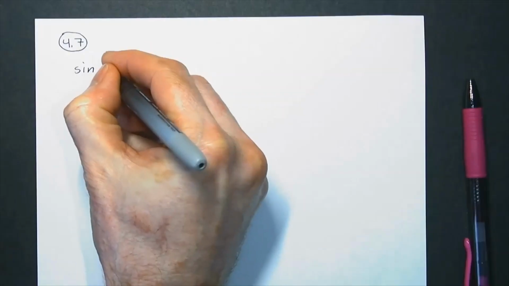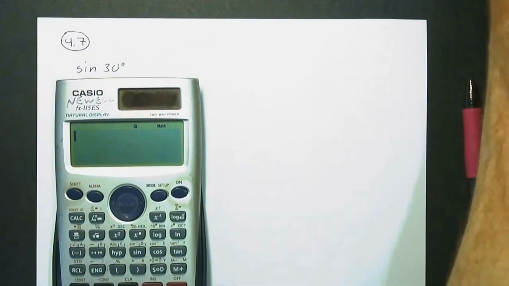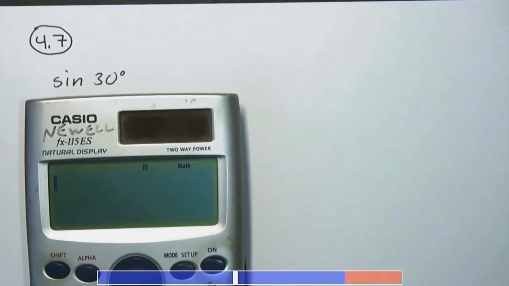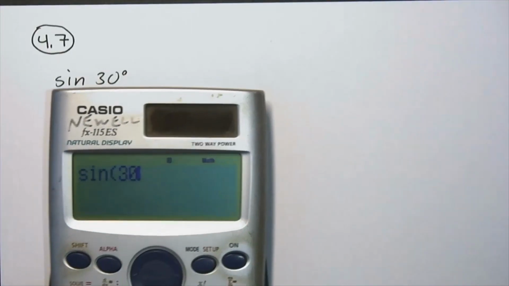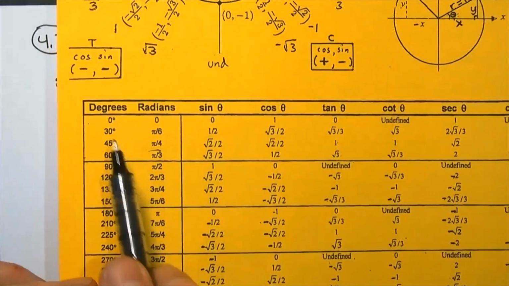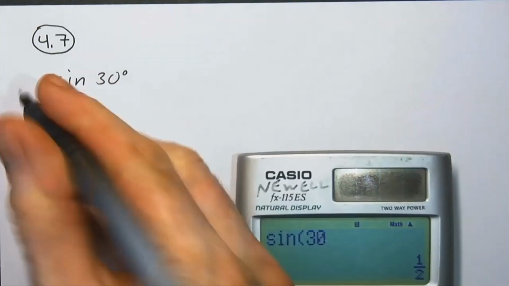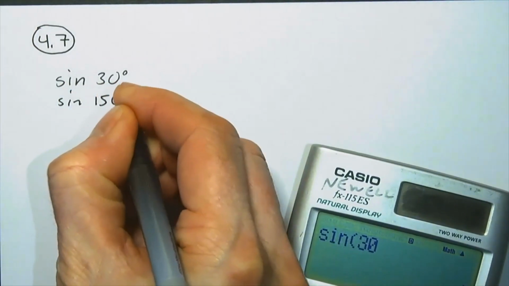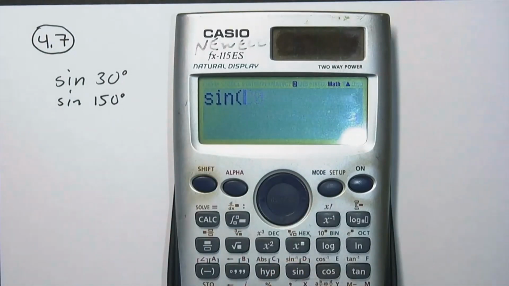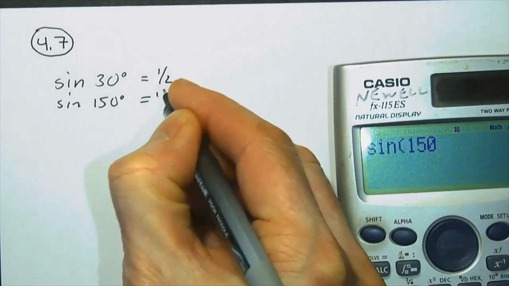Okay, if I asked you what's the sine of 30, you would just use your calculator. I'll zoom in a little bit, and we'll go sine of 30. There we go, and it says 1/2. Of course, how about I just use my trig sheet also? We could go 30 degrees, 1/2. Okay, and how about I put in sine of 150? So I'll go sine of 150, and it's also a half. So this was 1/2, and this is 1/2.